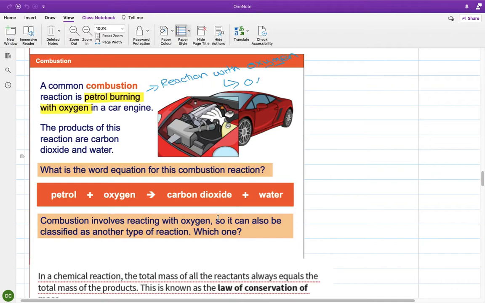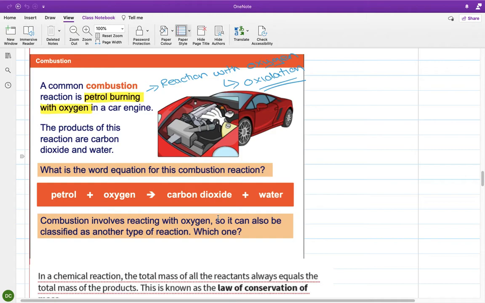Yeah, it's an oxidation reaction. A combustion reaction is just an oxidation reaction, really, which I do think they attempt to address down the bottom. So when petrol and oxygen are mixed together, you produce carbon dioxide and water.